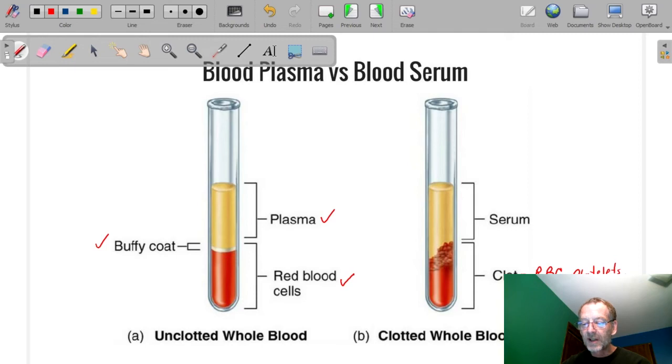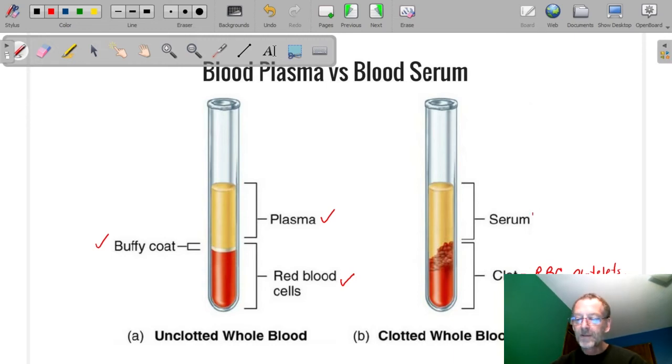The white blood cells also tangled up in the clot. They're separated out, and the clotting proteins. That's what formed the clot. Clotting proteins are sometimes referred to as clotting factors. Basically the same thing.